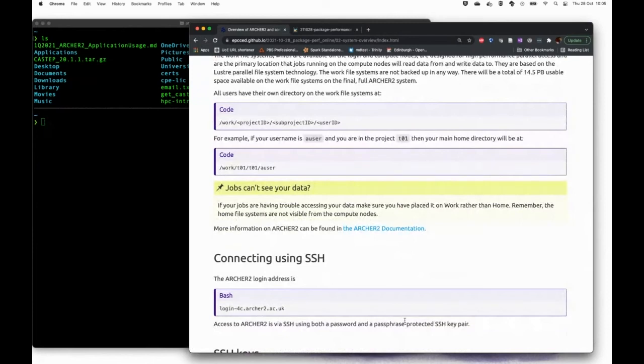But what we're going to do now is try and log into the system. Hopefully, you've all registered for an account and have one approved. Just let me check there's no outstanding account requests.